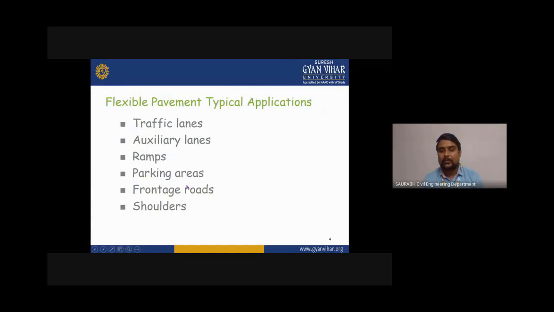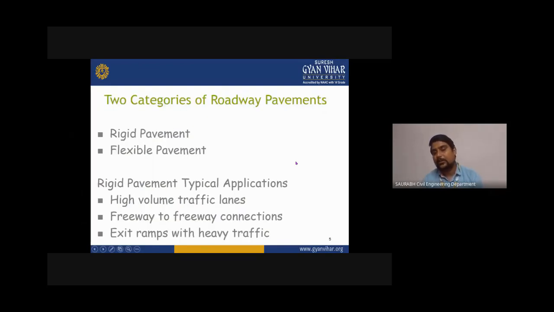So here we will see the typical applications of flexible pavement. What are the applications of pavement design? You will see here, first one, it is done for the traffic lane and auxiliary lane. We also need to design the pavement for the parking area, frontage road, and shoulders.